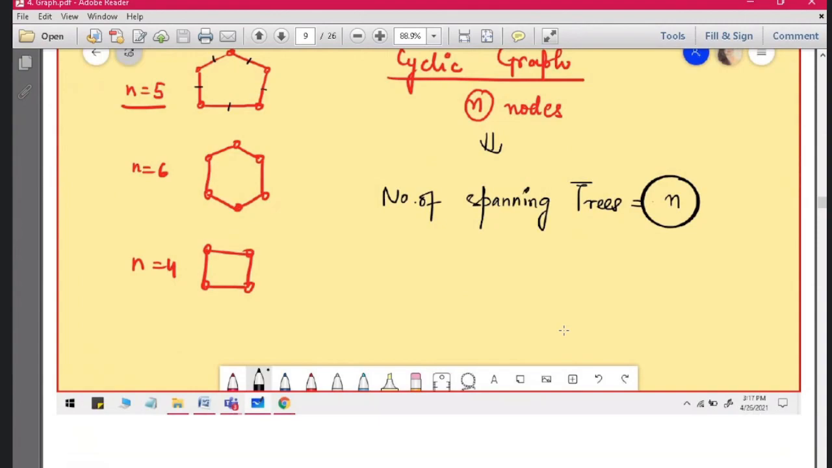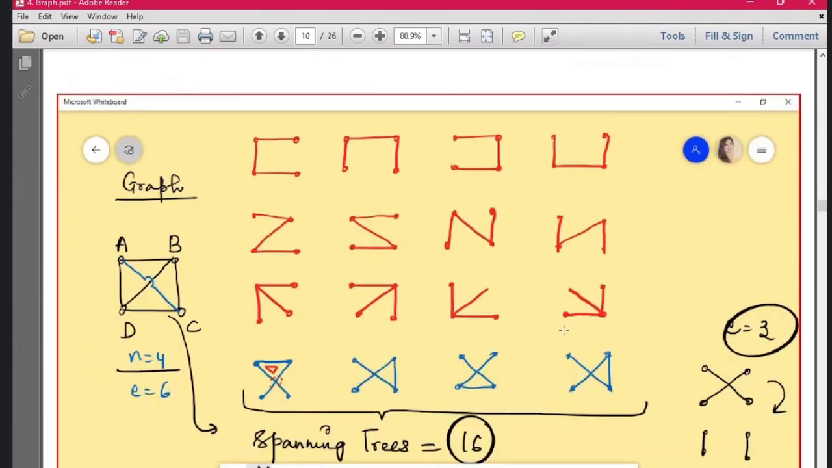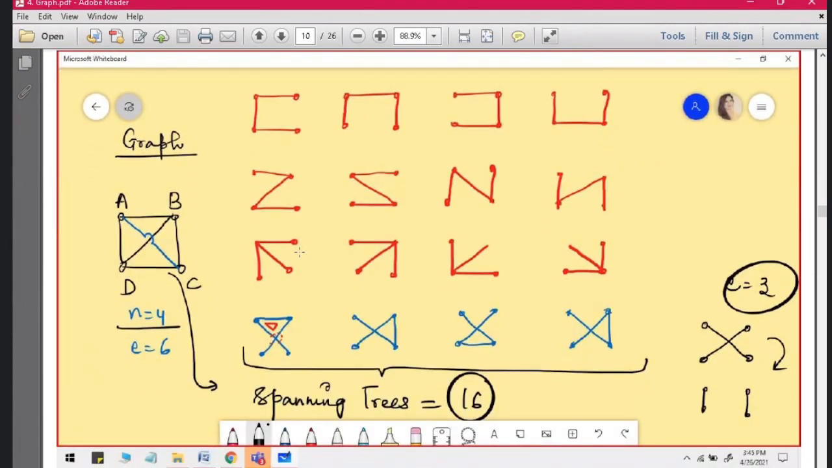So this thing you should be knowing, right? Now let's take a complete graph. So here we have a complete graph, and we have n is equal to 4 and edges is equal to 6. So we have 4 nodes and all the nodes are connected to each other. So here also, first of all, you should know how many spanning trees will be possible. So this we have already done.